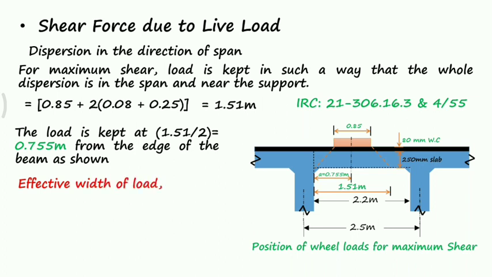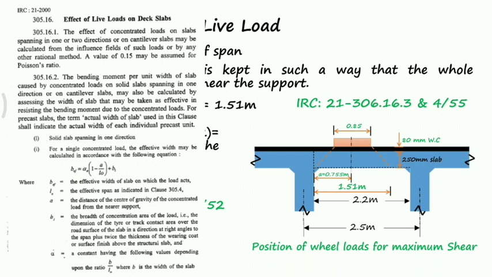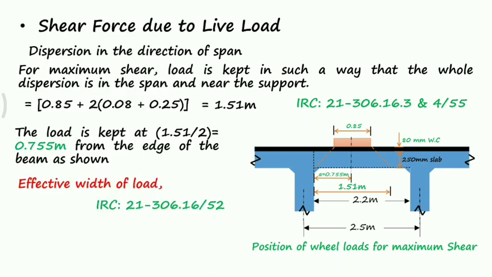Effective width of the load. To get the effective width of the load, we have to refer to IRC 21, clause 306.16, page number 52. From that clause we'll get one formula: B effective is equal to alpha into A into (1 minus A by L0) plus B1. All the terminologies are given here. So B effective is alpha into A into (1 minus A by L0) plus B1.